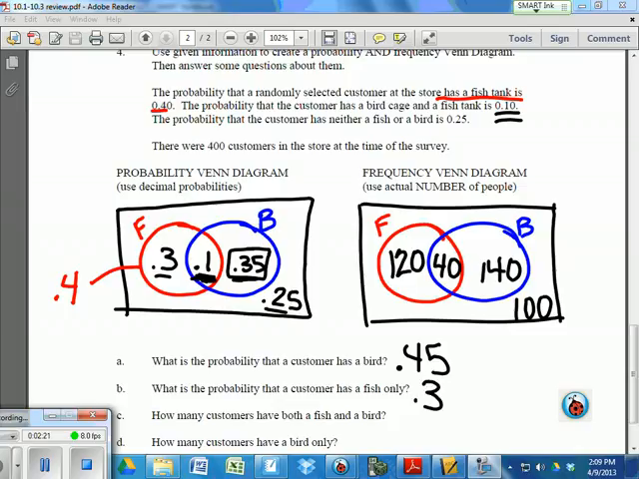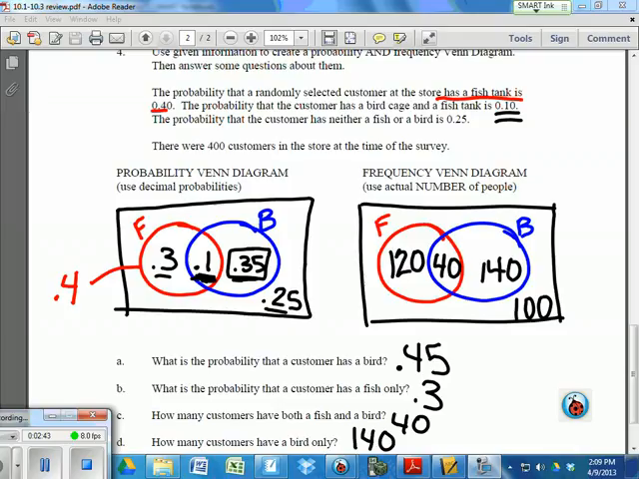What's the probability they have a fish only? 0.3. You do not want to include the people in the blue circle. How many customers have both? 40. You go to the frequency diagram and you use 40. And finally, how many have a bird only? 140. That's the blue but not red. Those are all the correct answers to number 4.